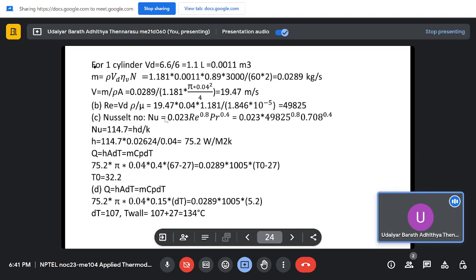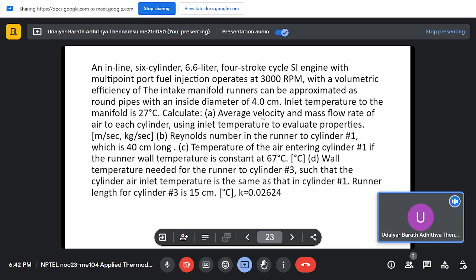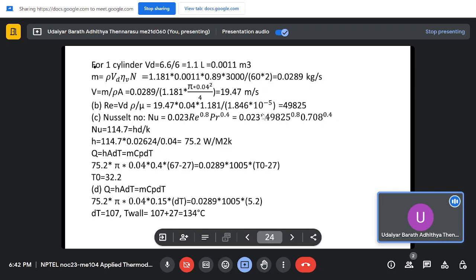So m dot by rho A. AV will give me the flow rate, and multiplying by rho it will give me mass flow rate, so m dot equals rho A V. So we are finding velocity using that relation. So velocity will come out to be 19.47 meters per second. So we have solved the first question. We have found the average velocity and mass flow rate. So the second question is to find the Reynolds number for cylinder 1.